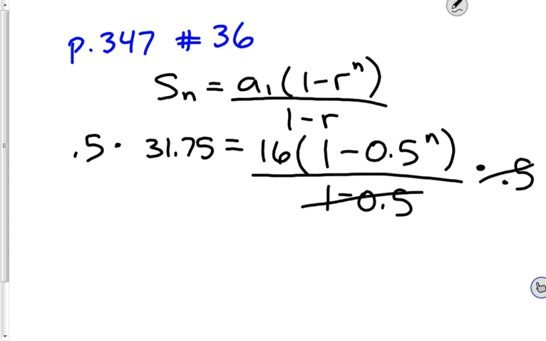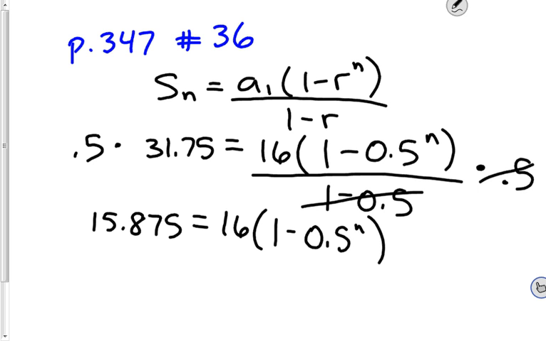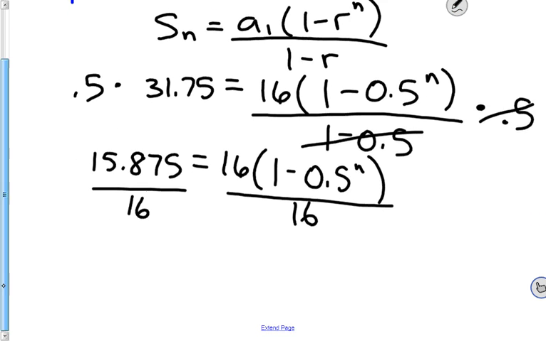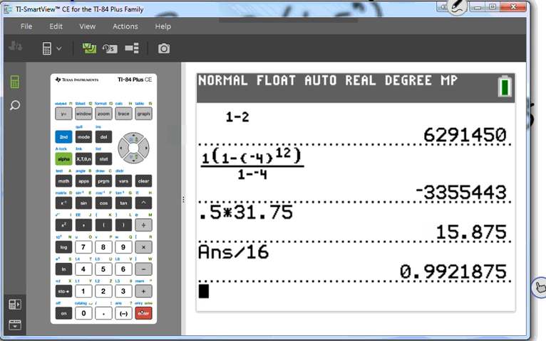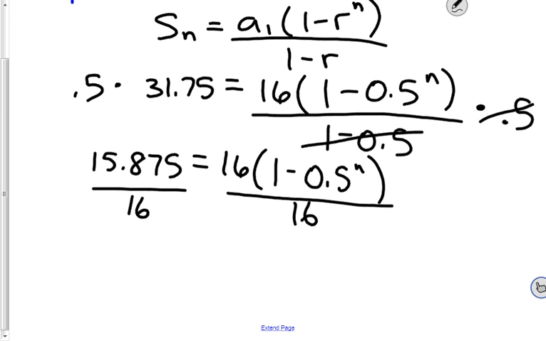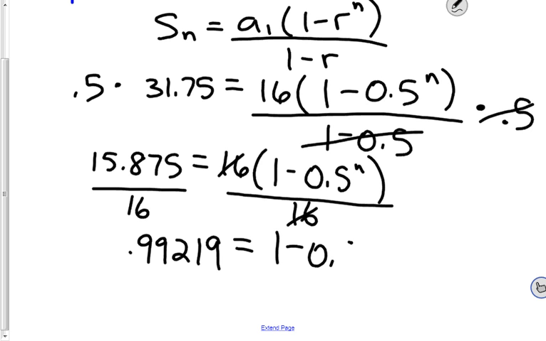15.875. Now 15.875 equals 16 times (1 minus 0.5 raised to the n). All right, next step, I need to undo this multiplication by 16. So let's divide both sides by 16. 0.99219, I'll call it. 0.99219 equals, those canceled out, 1 minus 0.5 raised to the nth power.